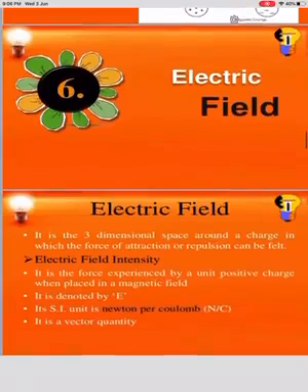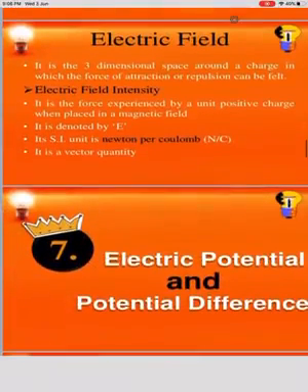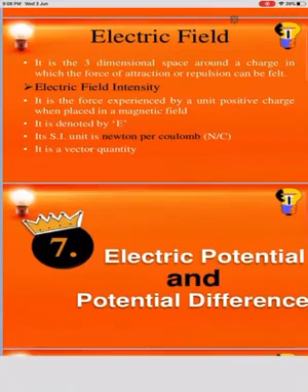After that we learn what is electric field. What is electric field? Electric field is a three-dimensional space around a charge in which the force of attraction or repulsion can be felt. Electric field intensity is the force experienced by a unit positive charge when placed in the field. It is denoted by the capital letter E. And what is the SI unit of electric field? That is newton per coulomb, and it is always a vector quantity. It has a particular direction.